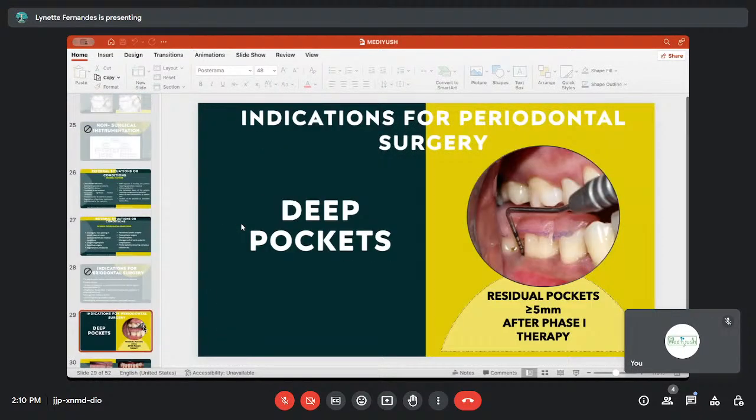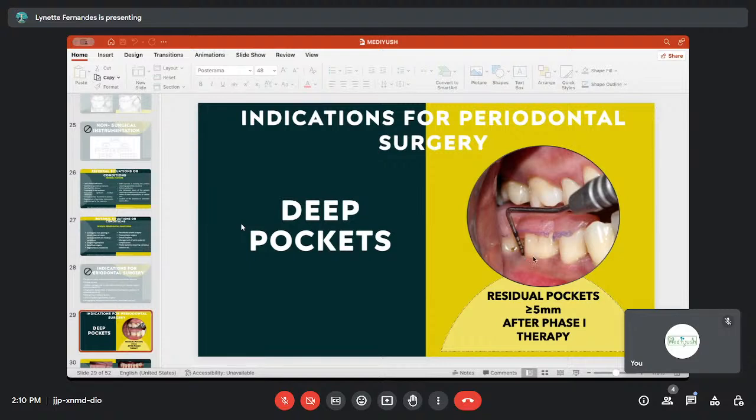Coming to indications for periodontal surgery, as we saw already, we could avoid periodontal surgery in so many cases if we do a proper, thorough scaling and root planing. And for shallow pockets, we could go ahead and do a local drug delivery. But in cases like this, after your scaling and root planing, never before, if you re-evaluate your pockets and you see that they are more than 5 mm after your phase 1 therapy, that is important, you go ahead and plan for a surgery.